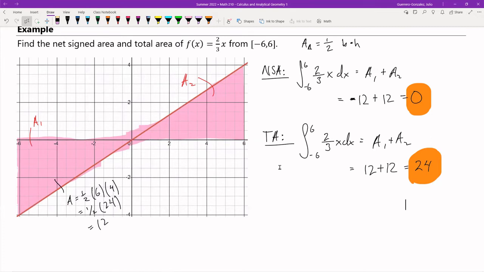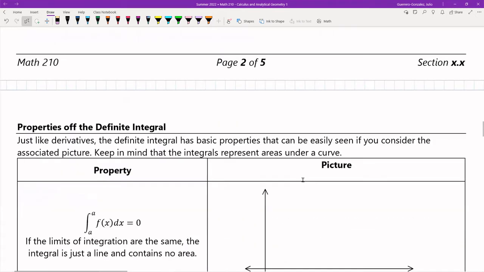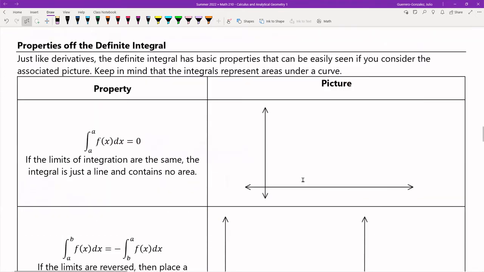What I want to go through now is a couple of properties of the definite integral. Like I said, we are expressing these mathematical terms as areas under a curve. So if you keep the idea of areas under a curve in mind, then these definitions and these properties should make a little bit more sense.